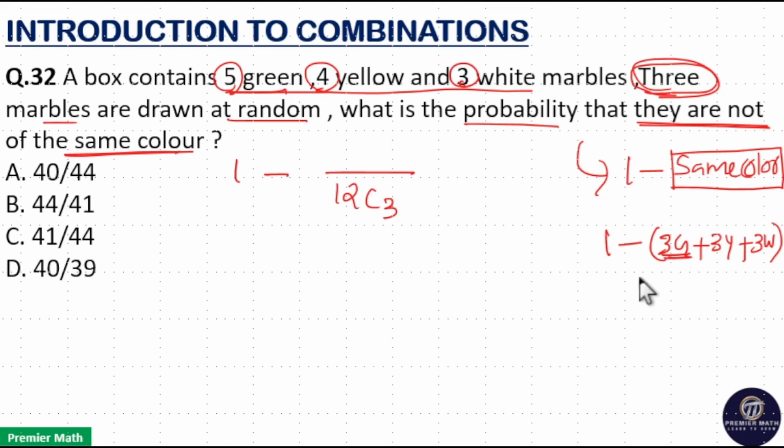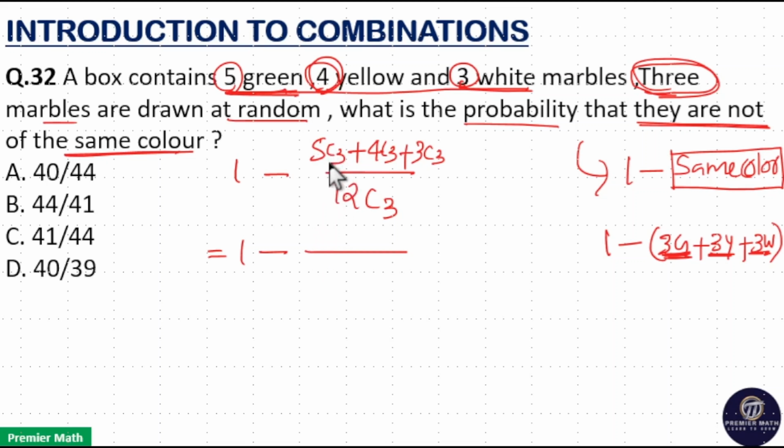Now, to get 3 green as outcome, you should choose these 3 balls from these 5 green. That is, when you choose 3 balls out of this 12, your outcome is 3 green, which means you should choose these 3 balls from these 5 green. So, 5C3 is the outcome. Or, if you are getting 3 yellow as outcome, you should choose these 3 balls from these 4 yellow. So, 4C3 is the outcome to get 3 yellow. If you are getting 3 white as your outcome, you should choose these 3 balls from these 3 white to get 3 white as your outcome. So, 3C3.